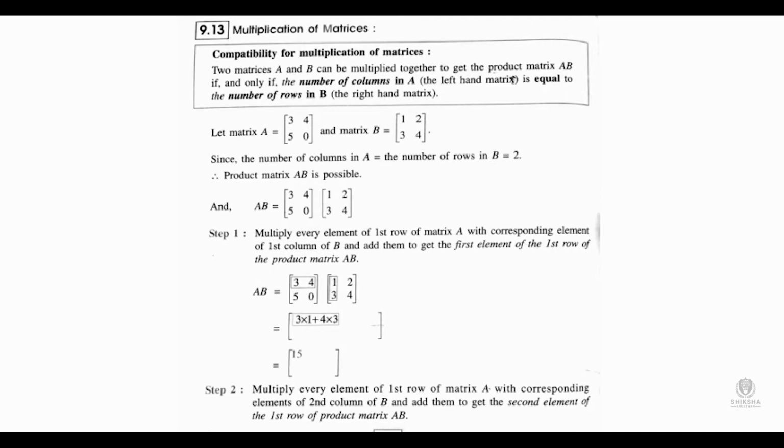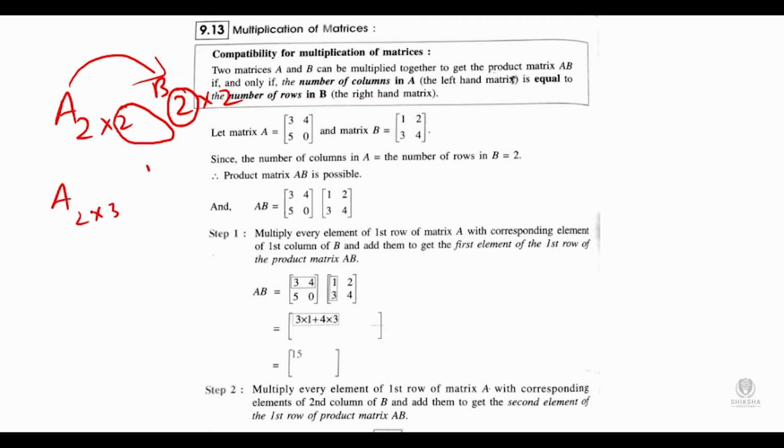Compatibility for multiplication of matrices. For matrices to be multiplied, first we need to check a condition. Suppose A is a matrix of order 2 by 2, and B is a matrix of order 2 by 2. These two matrices can be multiplied. The only reason is this 2 is equal to this 2. Or if A is 2 by 3 and B is 3 by 2, then these two matrices can be multiplied because these two are equal.